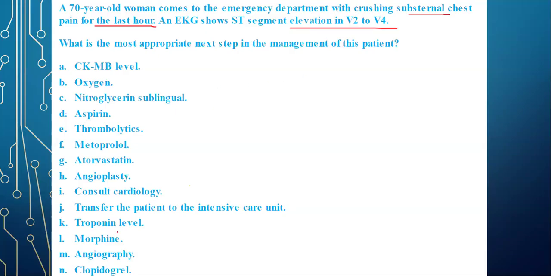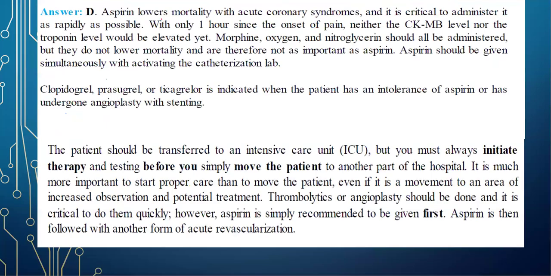So do you want to do morphine, troponin, send the patient to ICU? No. So your first thing is aspirin. That's your main one. Okay. So as soon as you find this patient has ST elevated MI or an acute coronary syndrome, you will start them with aspirin.